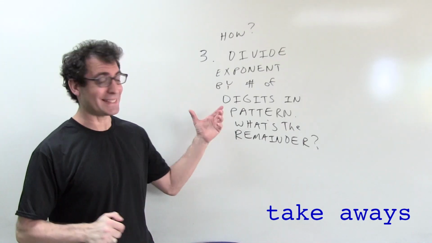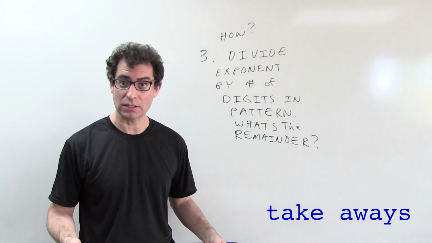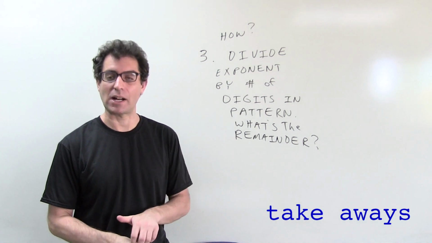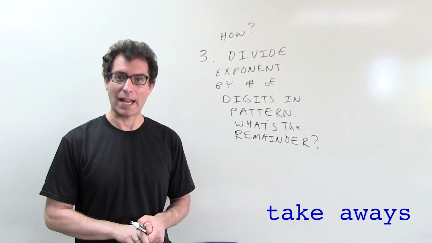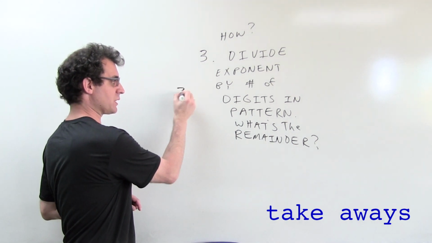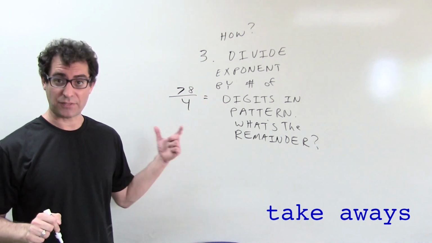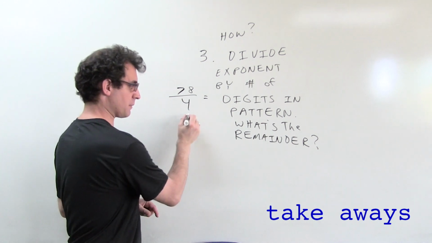Step 3, you're going to divide the exponent by the number of digits in your pattern, and then most importantly, figure out what the remainder is in that quotient. So for example, if it's a 4-digit pattern and your exponent is 78, you divide 78 by 4 and you figure out what the remainder is. Here the remainder is going to be 2.